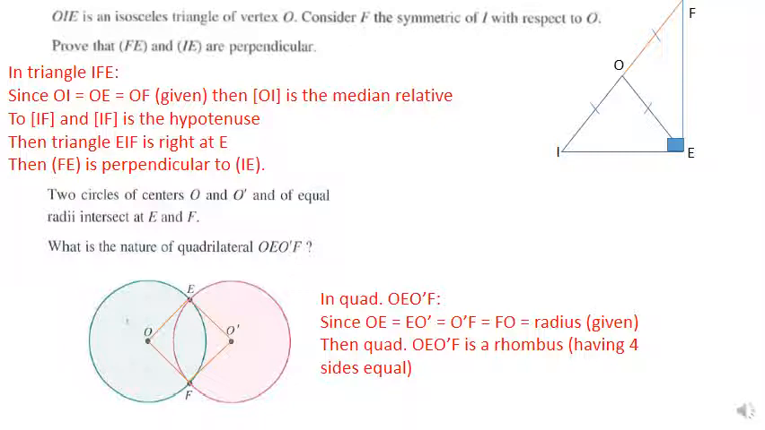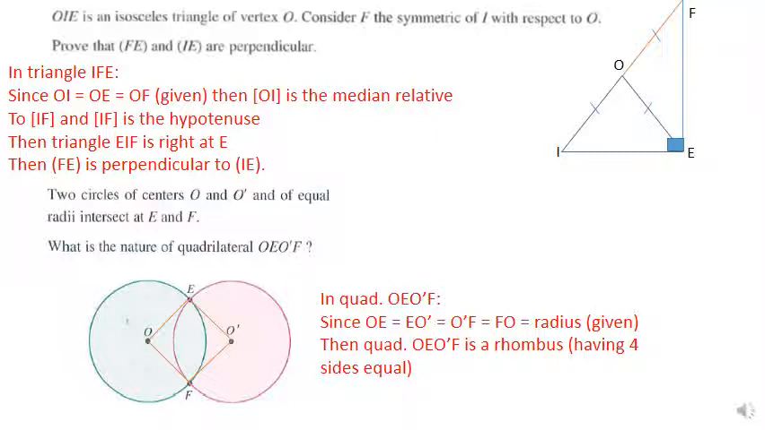Or in other words, we are going to show that this triangle is right. So you know that EO is a median because O is a midpoint. But EO is equal to OI, it's equal to OF. So EO is equal to the hypotenuse over 2. Then definitely this triangle is a right triangle because the median relative to IF is equal to half the hypotenuse. So this triangle is right at E.